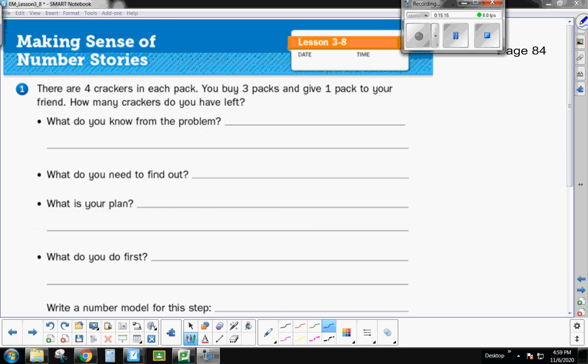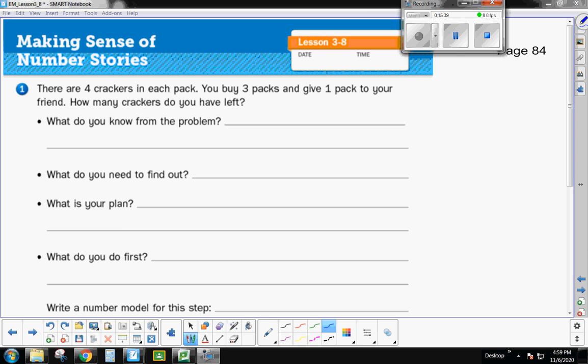All right, now boys and girls, just to kind of save us some time, I'm only going to go over problem number 1 and just to kind of give you an idea of what this was looking for. So we're making sense of number stories or word problems. Let's look at number 1. It says there are 4 crackers in each pack. You buy 3 packs and give 1 pack to your friend. How many crackers do you have left?